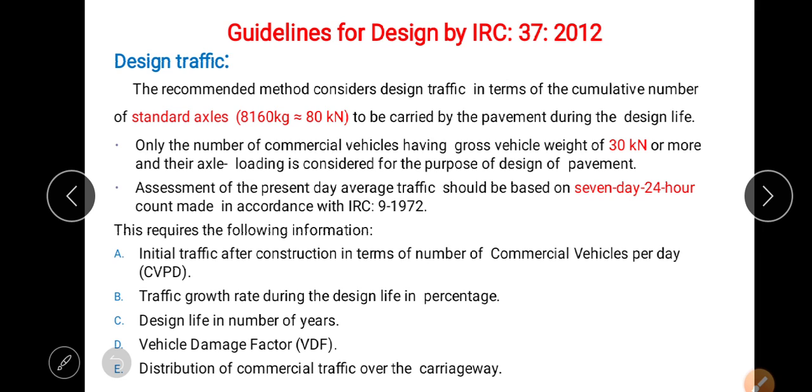Guidelines for design by IRC 37:2012. This is the recent one, which we have also studied in detail.